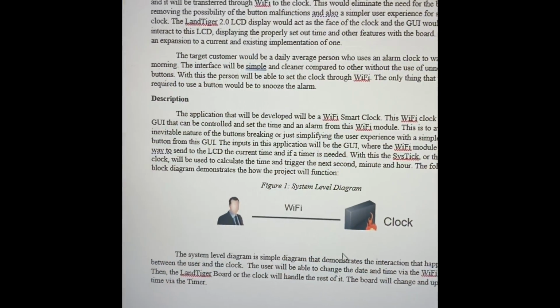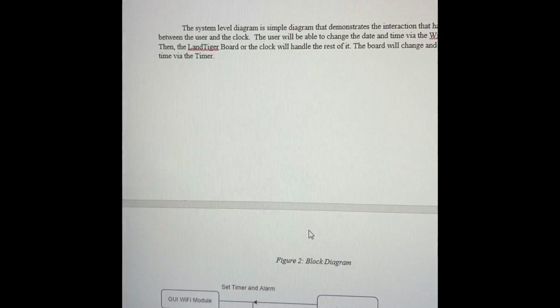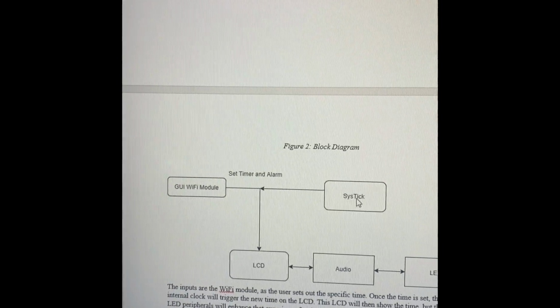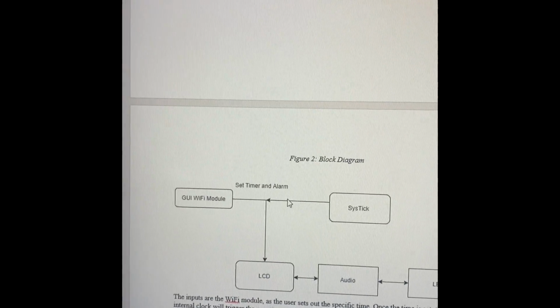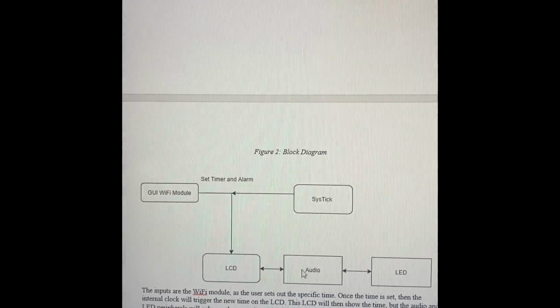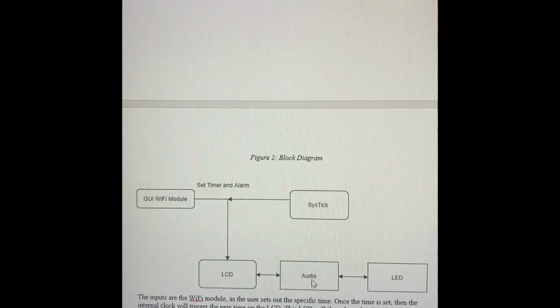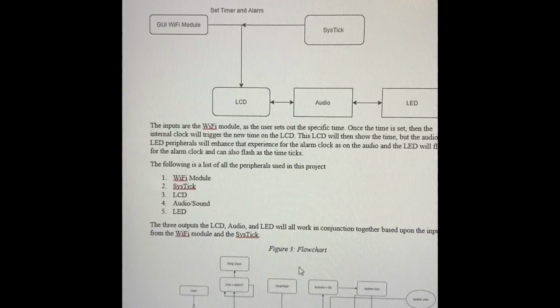So to describe a little bit more about the project here, I'll be showing you a flow chart. To describe a little bit more about the system level diagram, the user controls the clock via Wi-Fi. And then we have a block diagram here that shows this tick and the Wi-Fi module working hand in hand to control the time and the alarm settings here. And then that will be displayed onto the LCD display. And if there's an alarm triggered, that'll also control the audio and then LEDs.